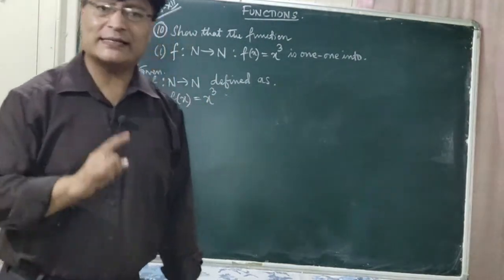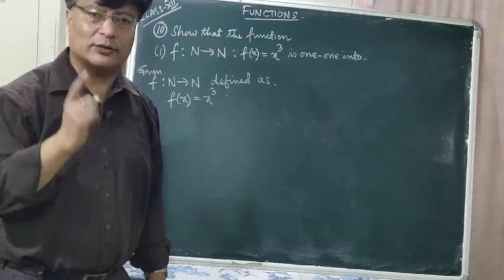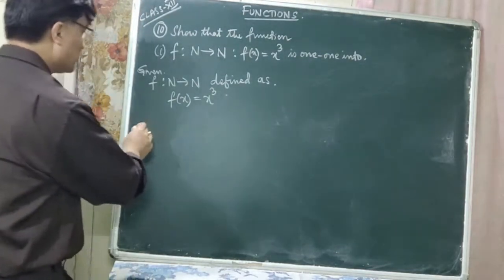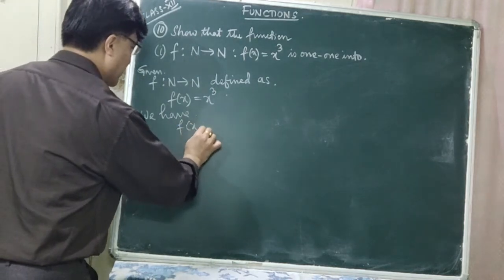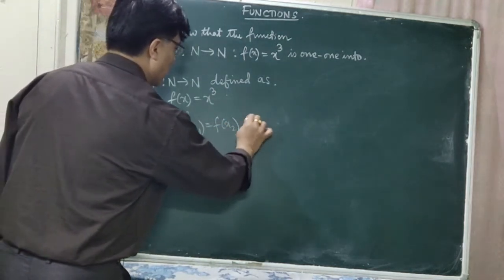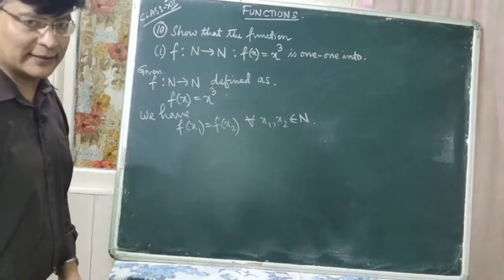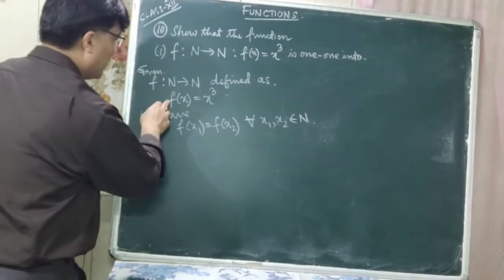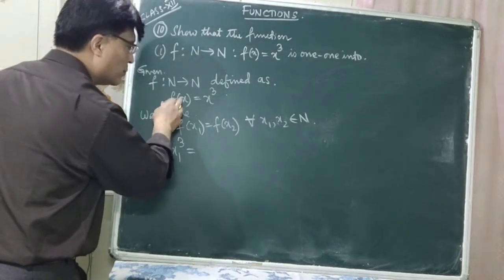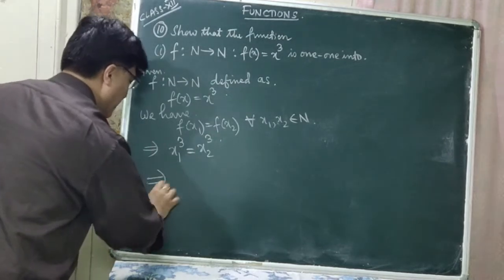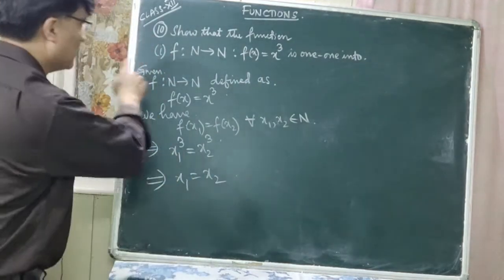Now in order to prove that f is 1, 1, we have f of x1 is equal to f of x2, then we should prove that x1 is equal to x2, right? We have f of x1 is equal to f of x2 for all x1, x2 belonging to the set of natural numbers, that is your domain N. If f of x is equal to x cube, f of x1 is x1 cube, and f of x2, instead of x you put x2, is x2 cube. So if x1 cube is equal to x2 cube, you can write x1 is equal to x2. That is, the function f is 1, 1.